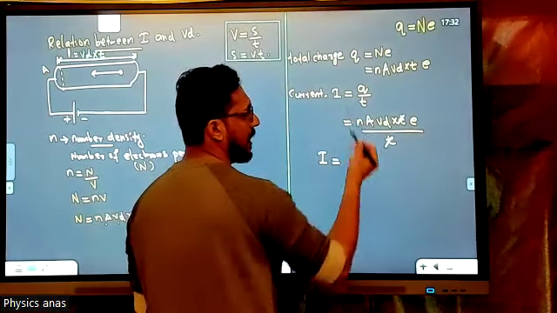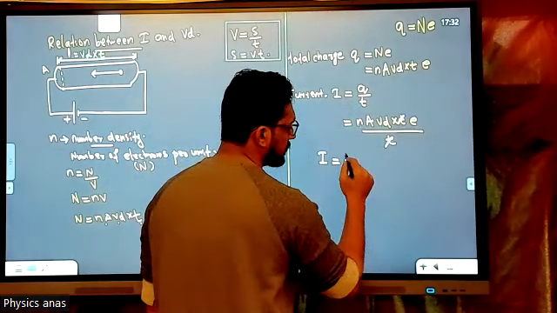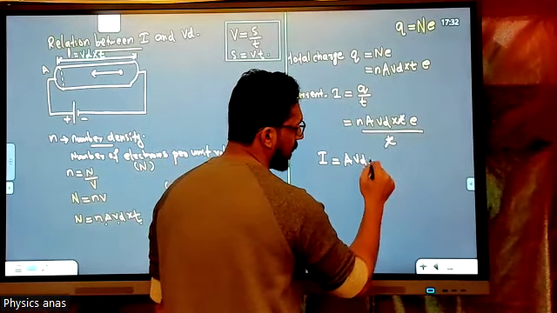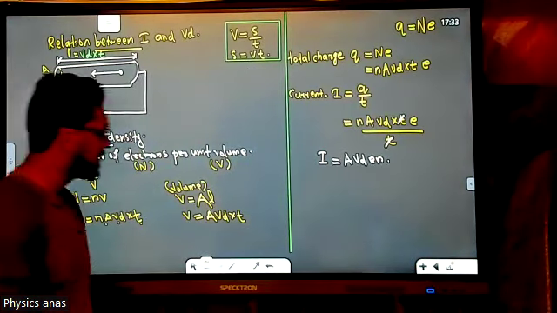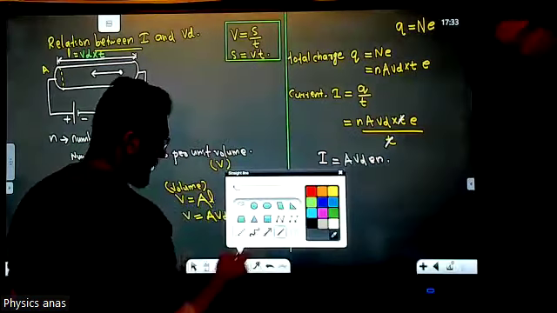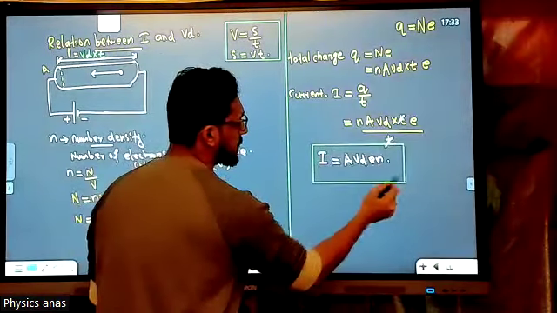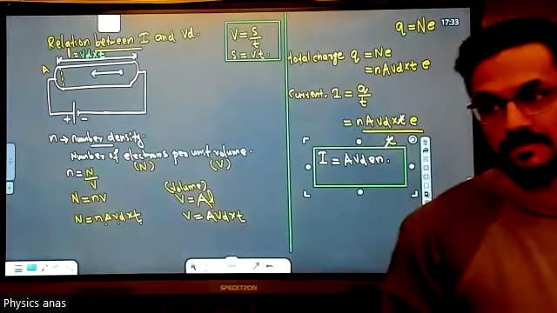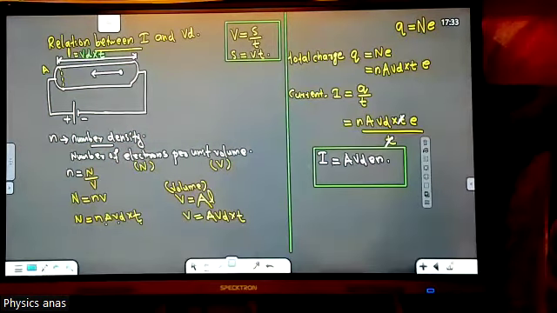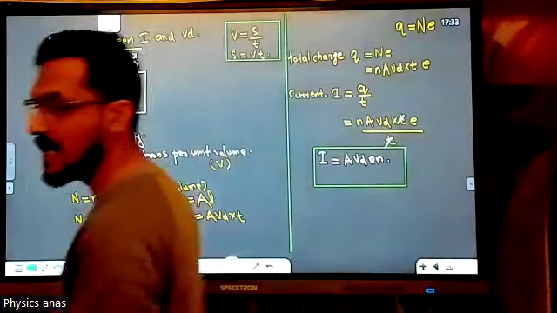That means I has this equation: n A Vd e. That's the equation for current. This is the equation that connects drift velocity and current. Very simple derivation. Very simple. I = A Vd e n.